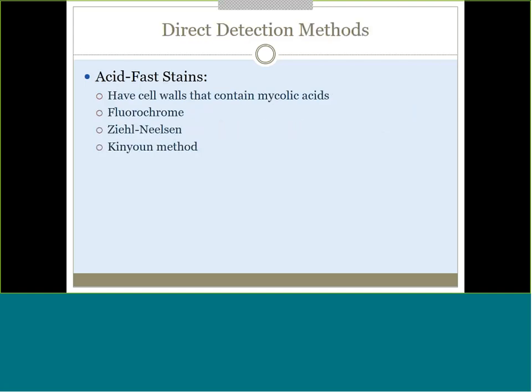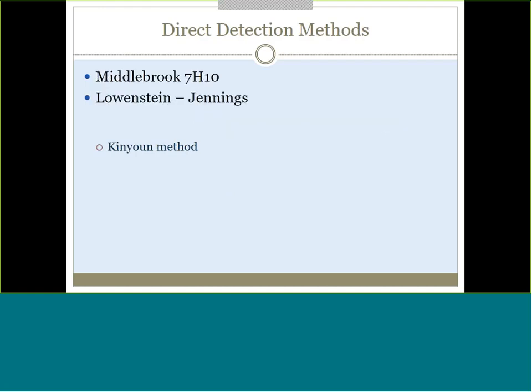So let's talk a little bit more on the acid-fast stains. Let's revisit that information. Again, this is for bacteria that have cell walls containing mycolic acids, like our mycobacteria. Ziehl-Neelsen and Kinyoun are the 2 main methods of acid-fast, but there is a fluorochrome stain called auramine rhodamine that is also used to help detect mycobacteria.